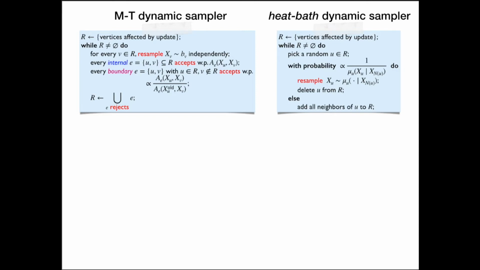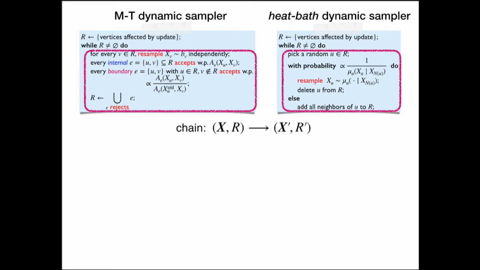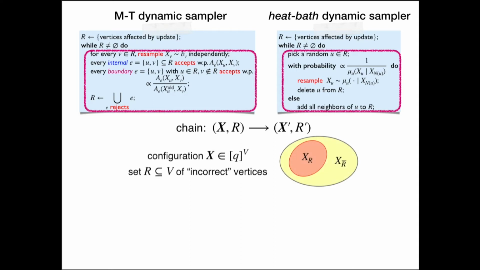Okay, so now let me explain how these two dynamic sampling algorithms are correct. Both algorithms maintain an X-R pair, where X is the current sample, a random configuration, and R is the set of currently incorrect vertices. The algorithms are Markov chains on pairs, but the purpose here is not mixing, but hitting. The chain stops when R is empty and the current sample X is returned. So the sampling algorithms are Las Vegas. They know when to stop.